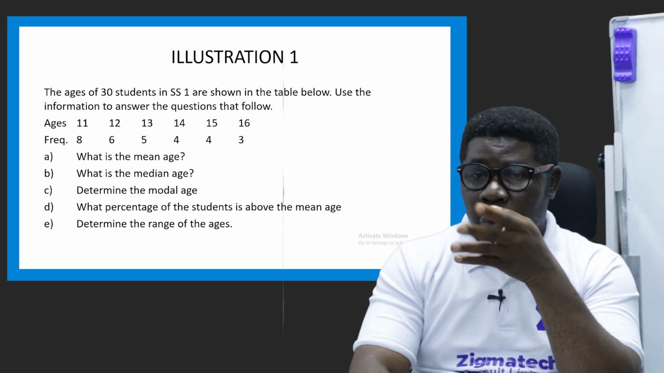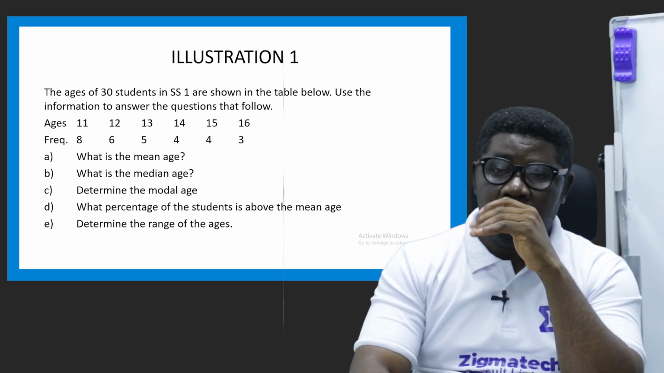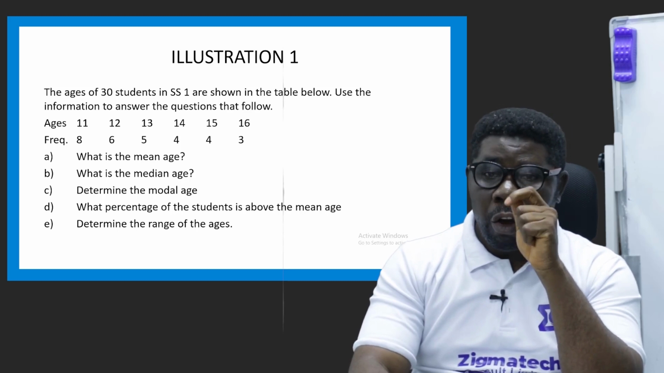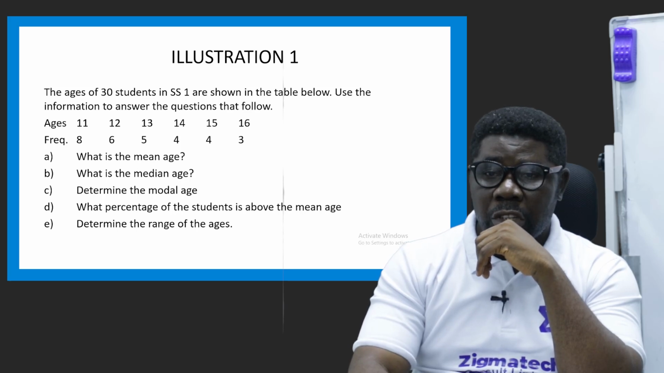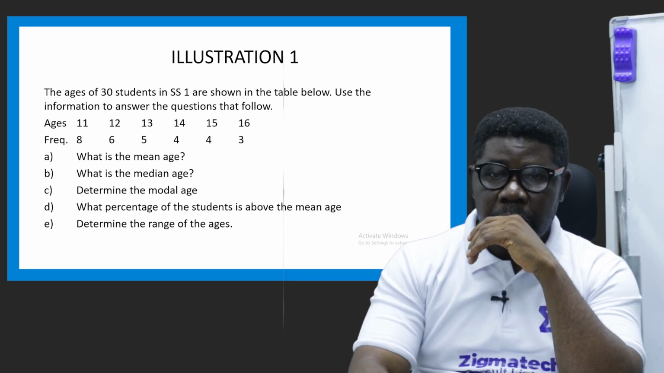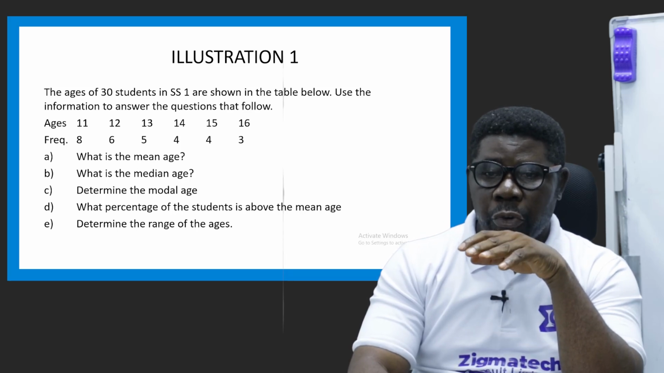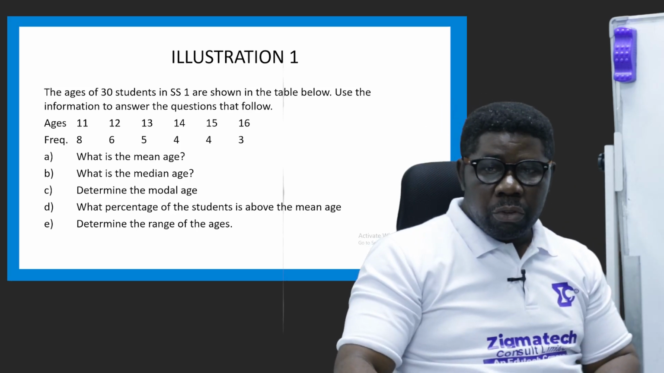Ages and frequencies. So here we have to calculate the mean, the median, and the mode of this information we have here. Then, what is the percentage of students above the mean age, and determine the range of the ages. So a simple thing here, all right?